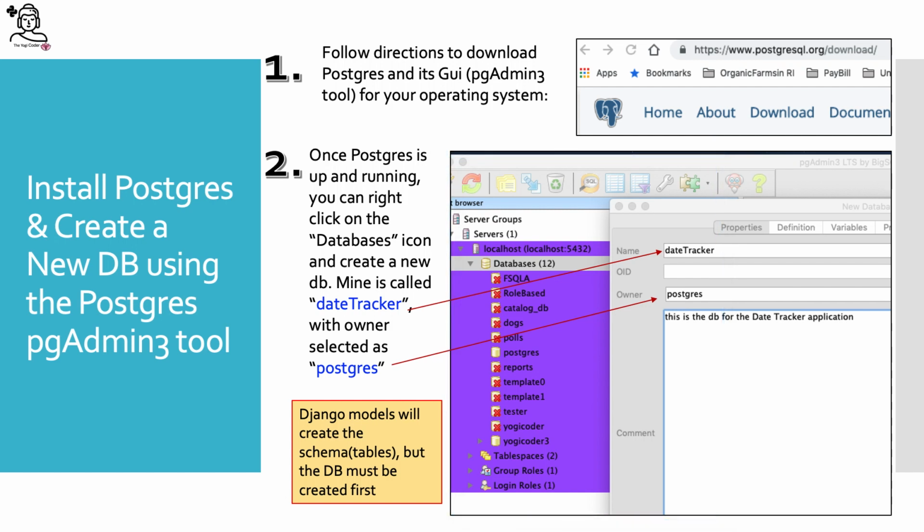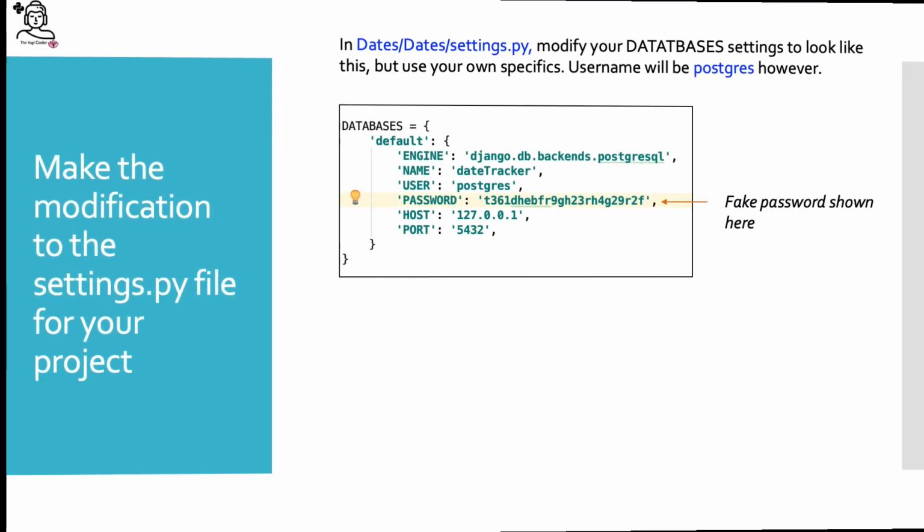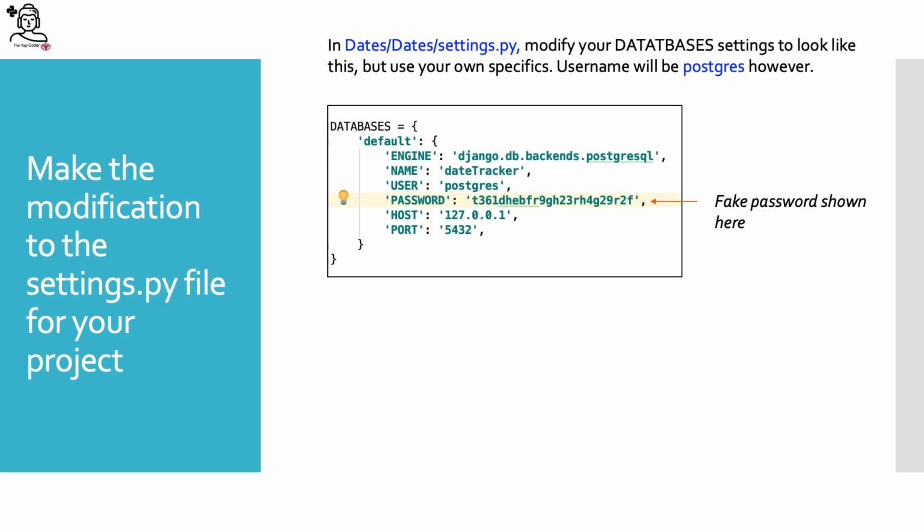Django models will create the database table schema, but the database must first be created. So that's what we're doing on this slide. So we need to make changes to the settings.py file in our project.